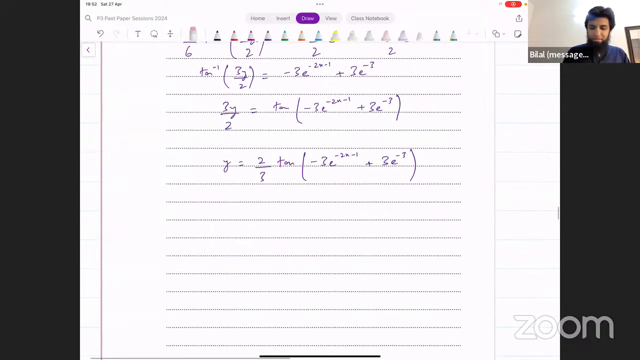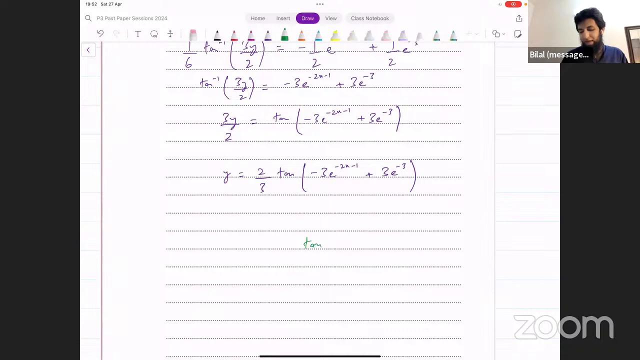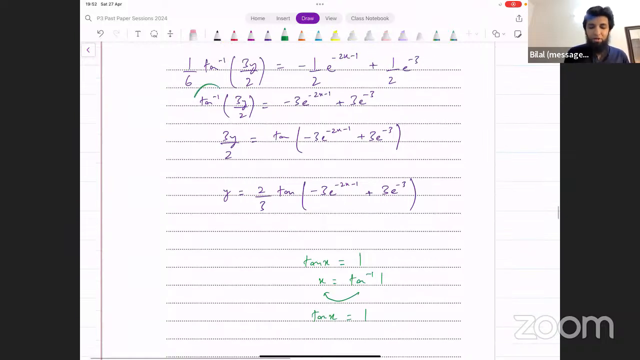How did tan go to the right side? Just like if we have tan x equals 1, when tan goes to the other side, it becomes tan inverse of 1. If you want to take it back, on the other side, it becomes tan x equals 1, right? So when tan inverse goes to the other side, that becomes tan. When tan goes to the other side, that becomes tan inverse. Okay. So we had tan inverse here. It goes to the other side, on the other side, it becomes tan. All right.